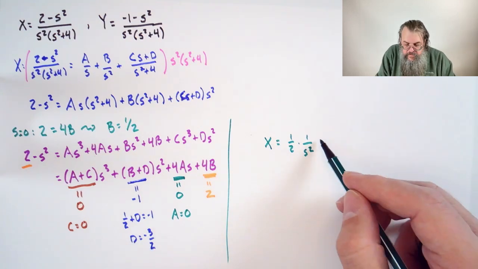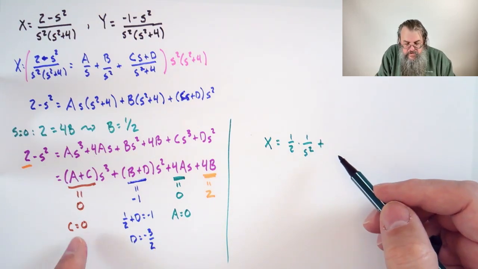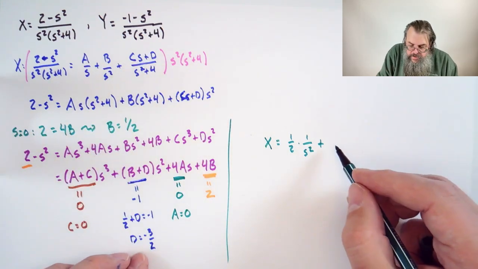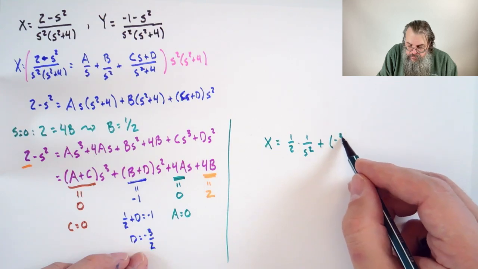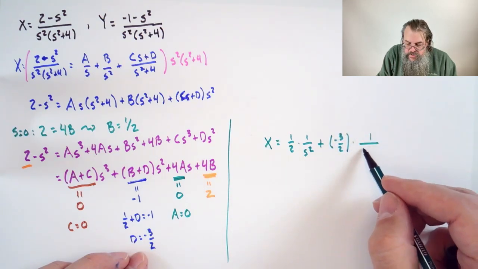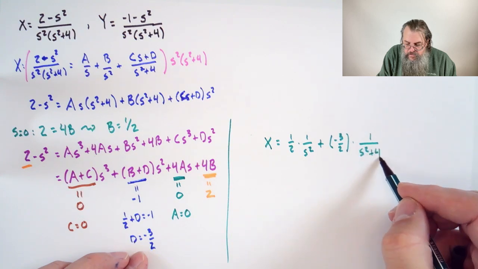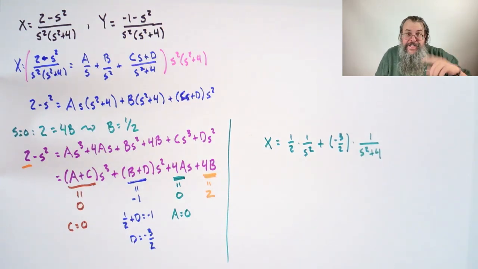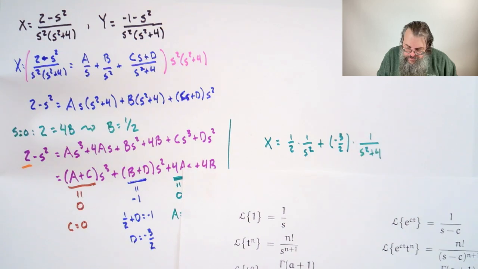And plus, we have Cs, which is 0, plus D. Well, I'm just going to go ahead and pull that D out, minus 3/2, 1 over s squared plus 4. Okay, all right. Now, let's go ahead and finish this, and then I promised that we'd go back and say, well, what would have happened if we plugged in a complex thing? So, how do we handle this 1 over s squared?